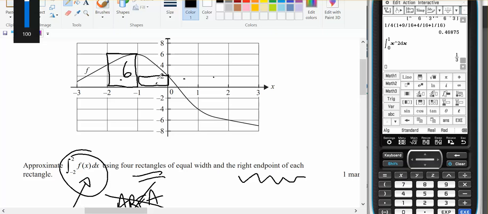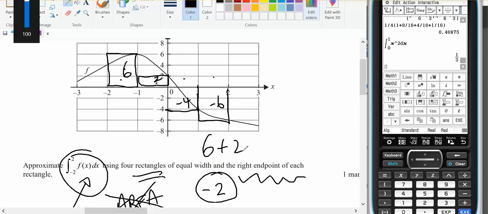That area is 6, that area is 2. Right end is this, that's -4, and right end is this, and that's -6. So I've got 8 minus -2 is the answer. Never anywhere in the question did it say the word area, so my right end is 6 plus 2 plus -4 plus -6.